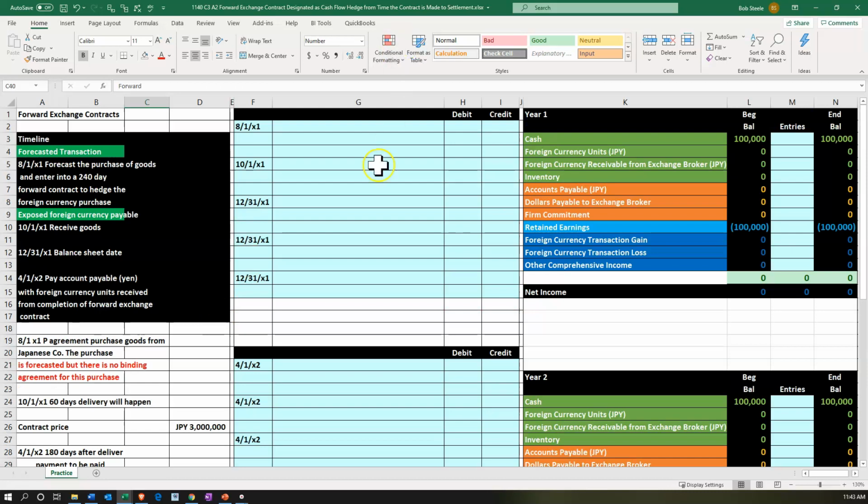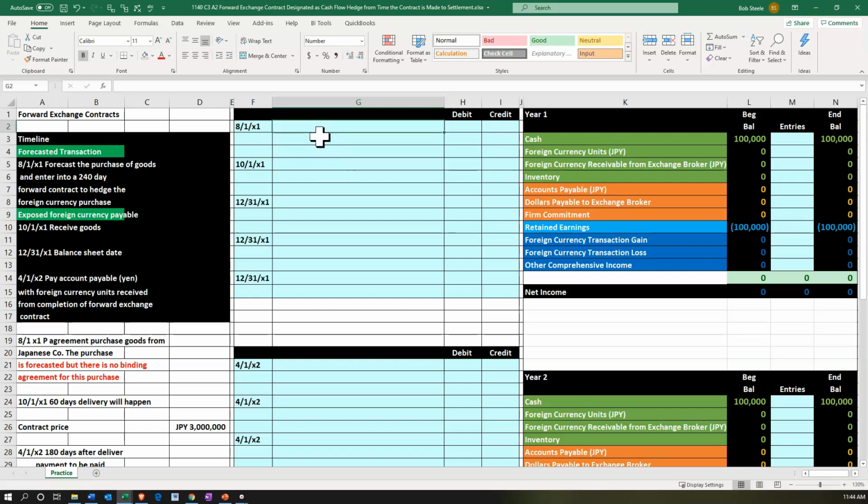Okay, let's walk through this then. We're going to first put the forward contract on the books on 8/1. So remember, at this point in time, we've said, hey, we're going to purchase inventory. We're pretty confident about it. We don't have an actual formal contract, but we're confident it's going to happen. So we're going to put the forward contract on the books. To do that, we're basically going to record a receivable and a payable at the same point in time.